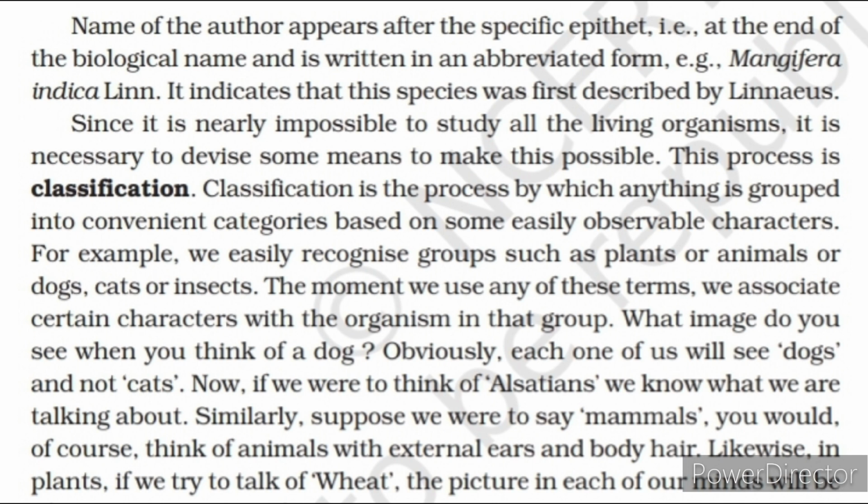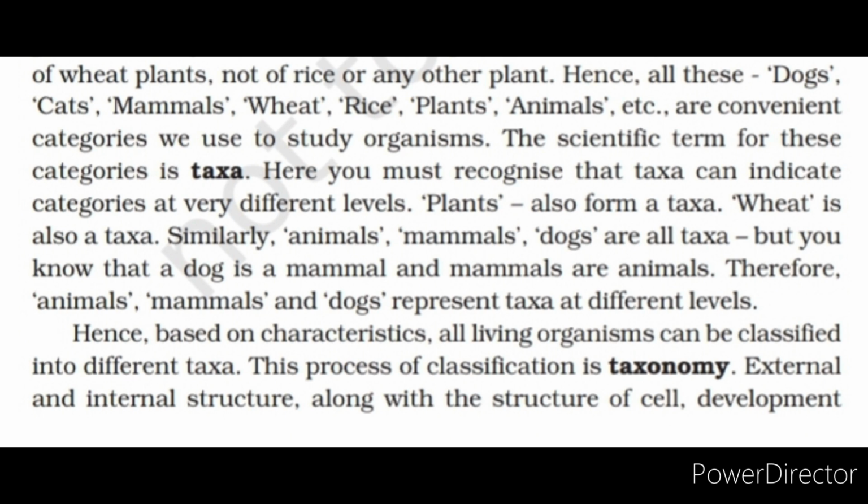What image do you see when you think of a dog? Obviously, each one of us will see dogs and not cats. Now, if we were to think of Alsatians, we know what we are talking about. Similarly, suppose we were to say mammals, you would, of course, think of animals with external ears and body hair. Likewise, in plants, if we try to talk of wheat, the picture in each of our minds will be of wheat plants, not of rice or any other plant.